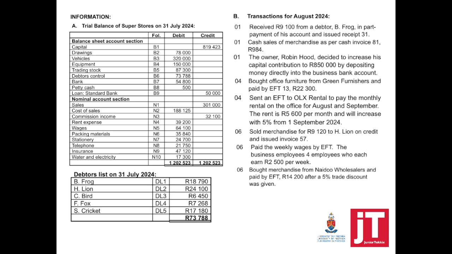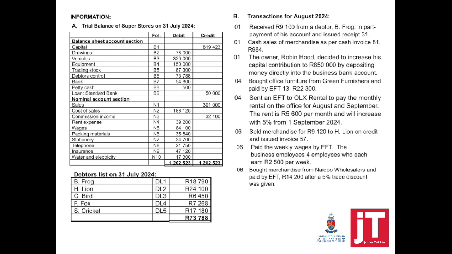So just a reminder again, when you start an activity, you start with the opening balances, and now take note, they said trial balance of Superstores on 31 July 2024, but yet we are busy with August. That's because the closing balances at the end of last month will be my opening balances in the new month. The same as with the debtors list, the closing balances at the end of last month will be my opening balances in the new month.